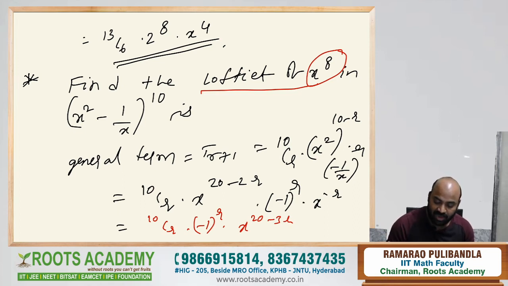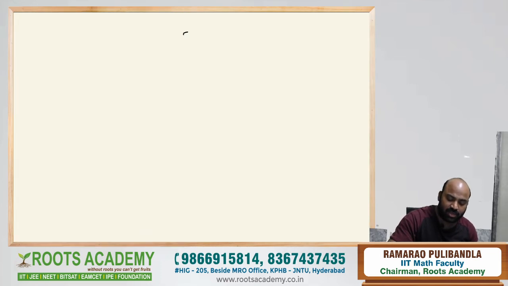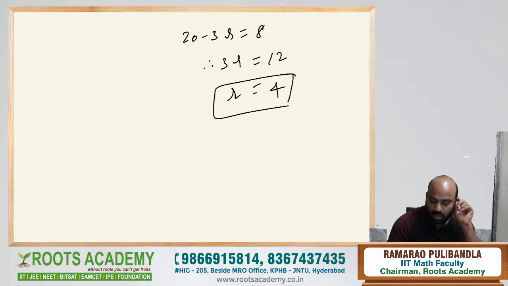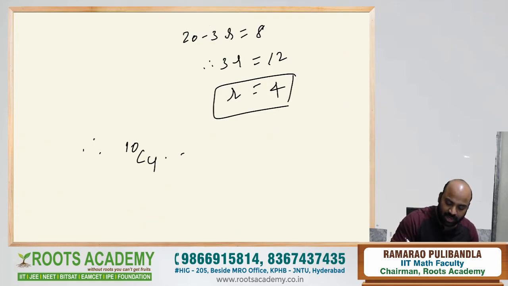Earlier he asked the position of a term, therefore we were able to find it. But now he is asking for the coefficient. So to get the r value, you should equate the power to 8. So equate 20 minus 3r is equal to 8. Therefore 3r is equal to 12, r is equal to 4. So all of you got it. Therefore r is 4. Now put it there, and you will get 10C4 into (minus 1) whole power 4 into x power 8.